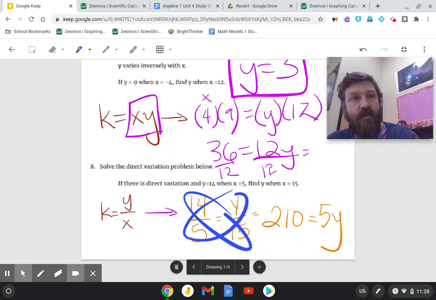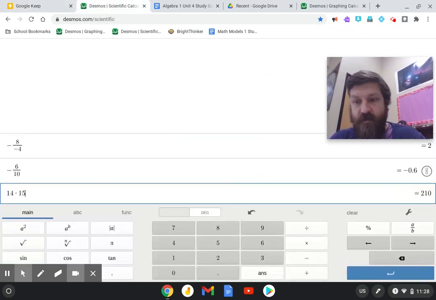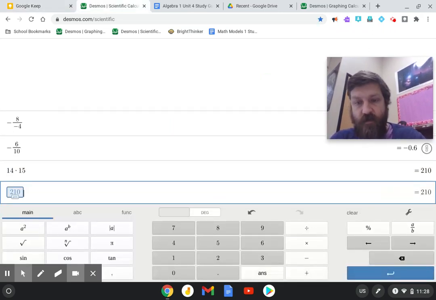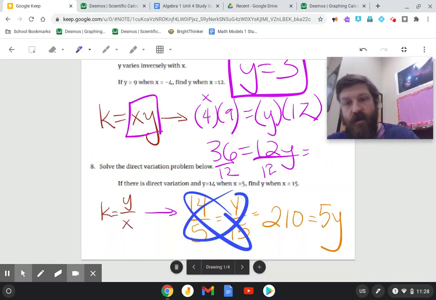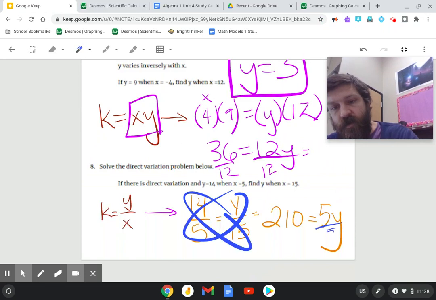And then divide 210 divided by 5. Answer divided by 5 gives me 42. And that would be the final answer. Y equals, if we divide both sides by 5, we get y equals 42 for that one.